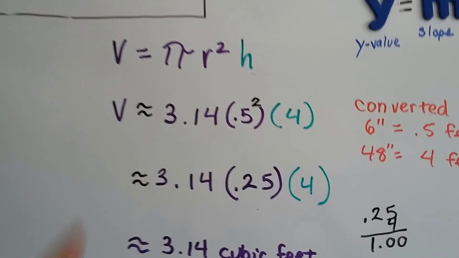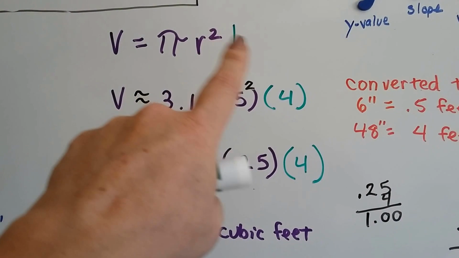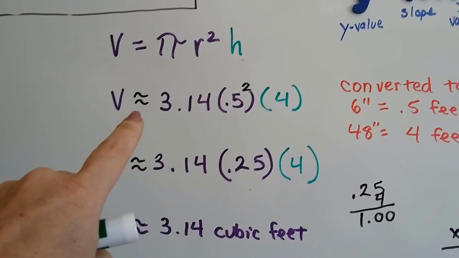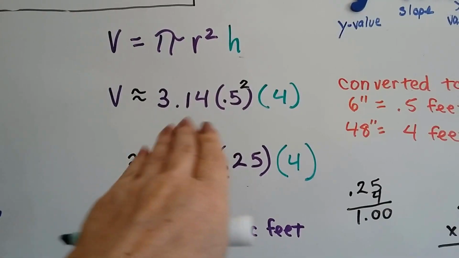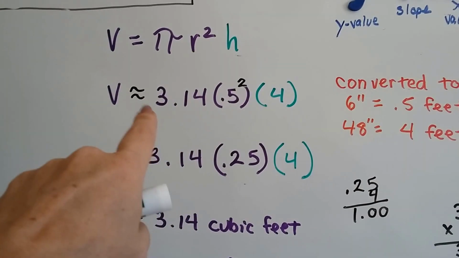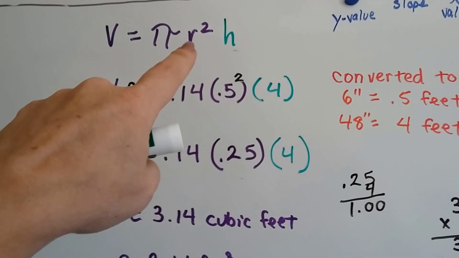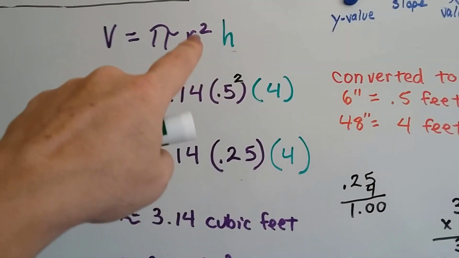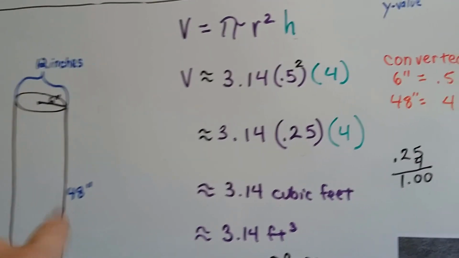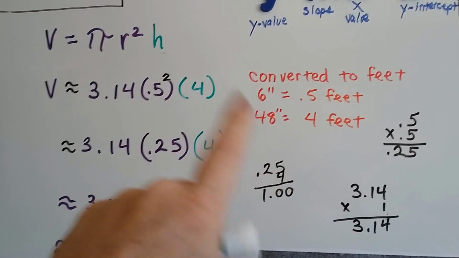All right? So here we've got the pi r squared h. Here's our pi, 3.14, and our answers are going to be approximate, remember, because pi goes on for so many digits. We're only going to use these three. So there's our approximate symbol. The radius is 0.5, so the radius squared is 0.5 squared, and our height is 4 feet, okay? Now we've converted it to feet now.